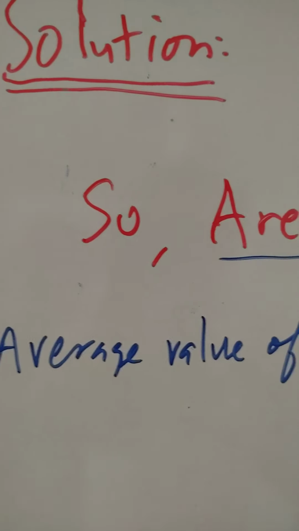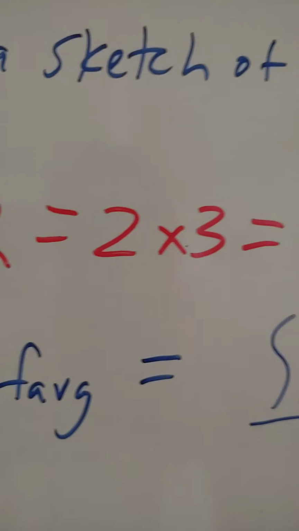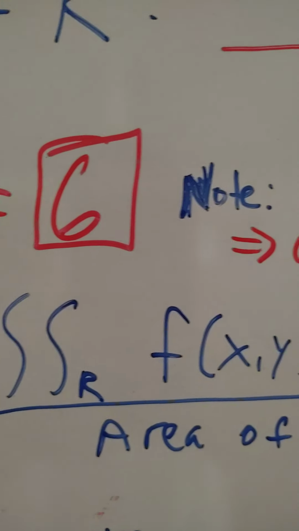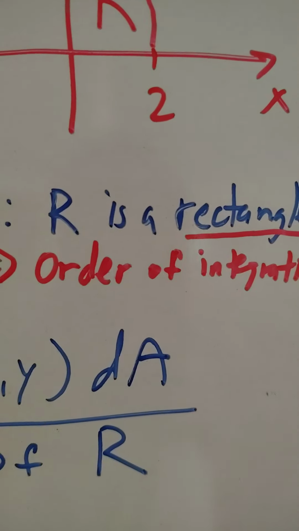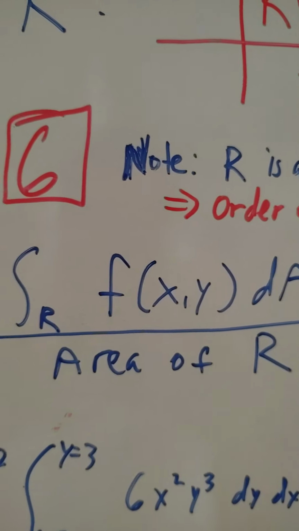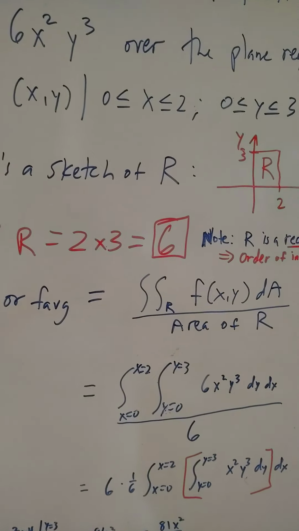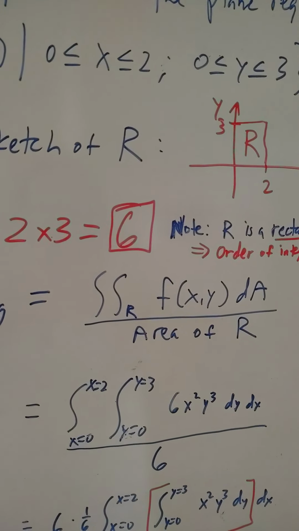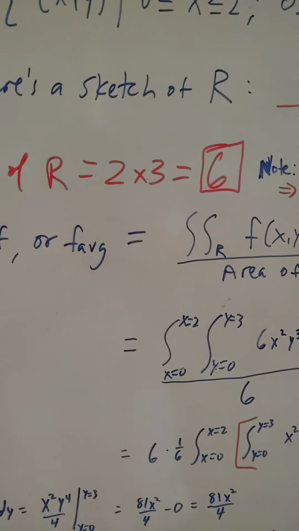So here's the formula. The average value of f, which you can just call f average, is equal to the double integral over your region R of your function f of x, y with respect to area divided by the area of R. Let me drop back so you can see that better. So f average is equal to the double integral of your function with respect to area over the area of R.